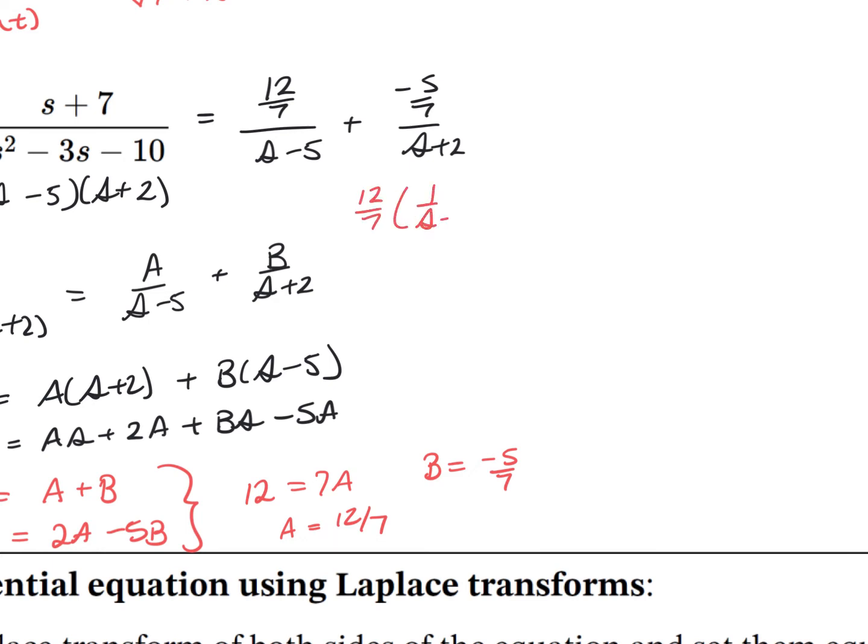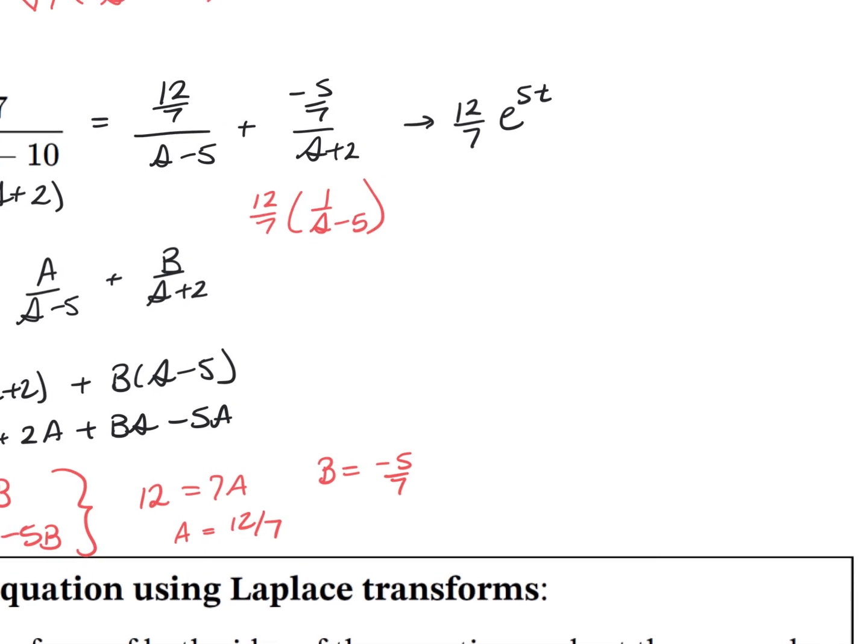Now I go look up, again, I know that I can rewrite this as 12 over 7 multiplied by 1 over s minus 5. Similarly, the same with the negative 5/7. And I go look this up in the right side of my Laplace transform sheet. And so I'm looking up the 1 over s minus a. So this is going to be 12 over 7 e raised to the 5t, because it's a minus a. And then it's going to be minus 5/7 e raised to, well, if it's a plus 2, it must be a negative 2 here. And here is my f of t.